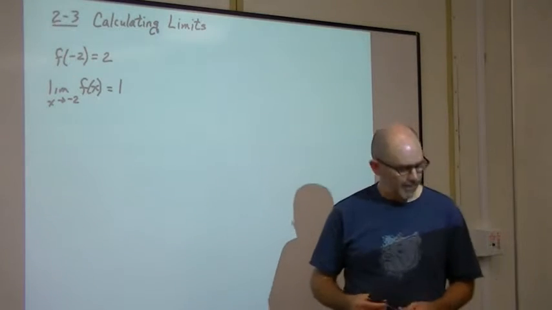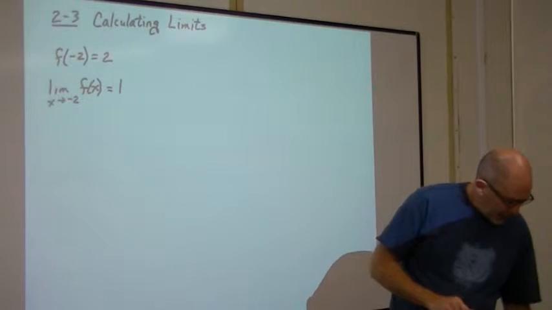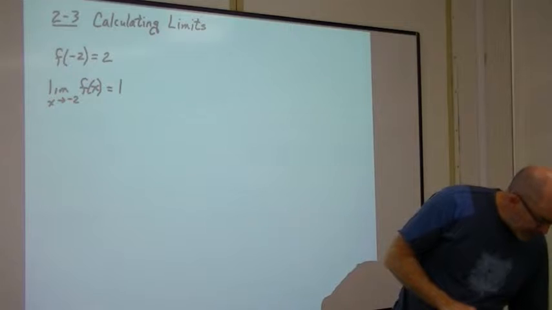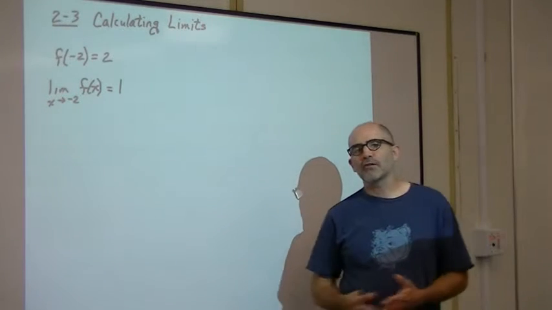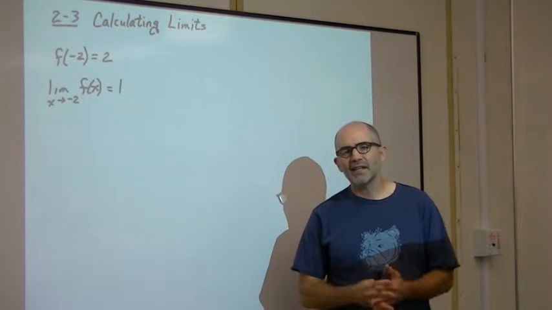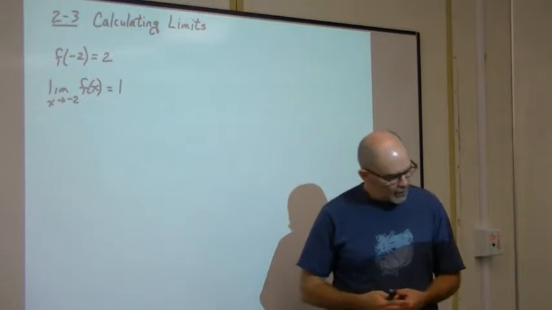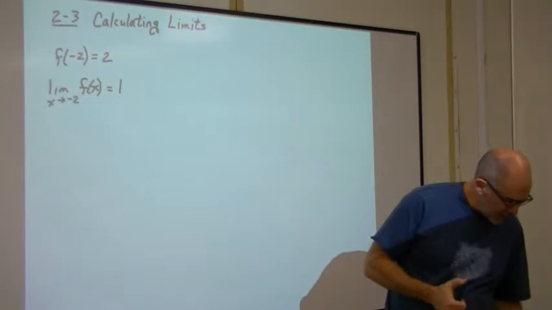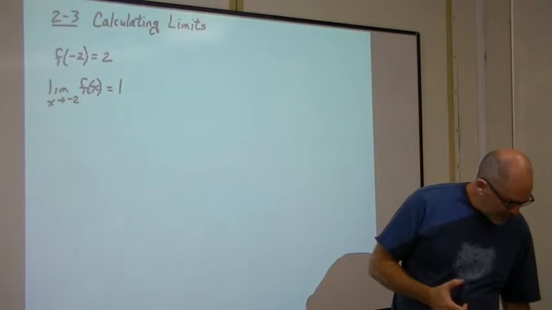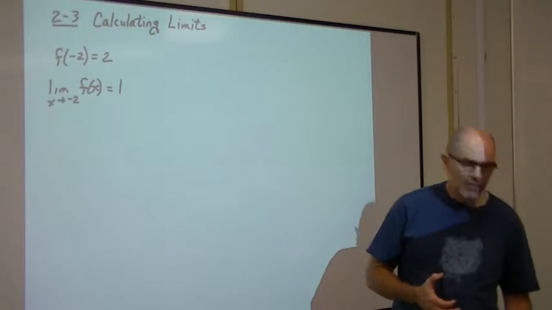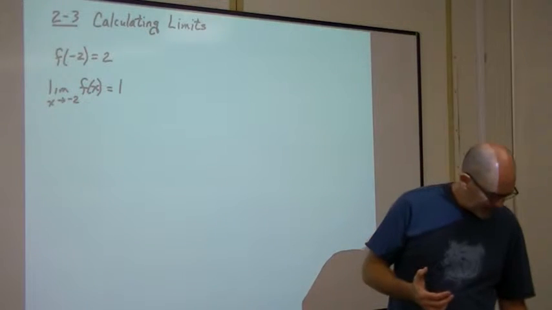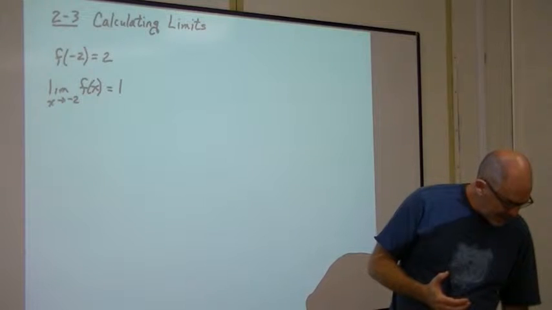Example 2. All right, the limit as x approaches 5 of 2x squared minus 3x plus 4. Well, that's a polynomial function. So you know it exists at x equals 5. So all you do is plug in 5 for the x value, and you get 2 times 25 minus 3 times 5 plus 4 equals 39. Piece of cake.